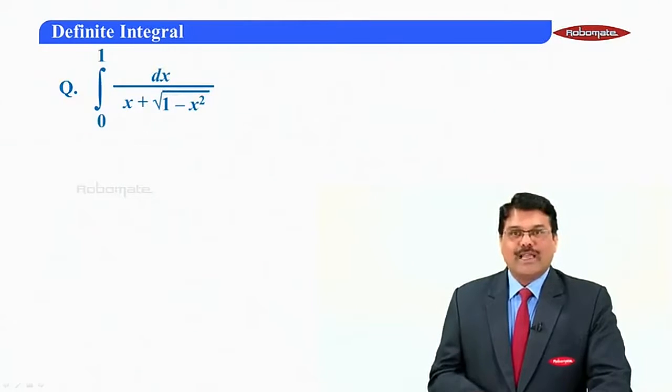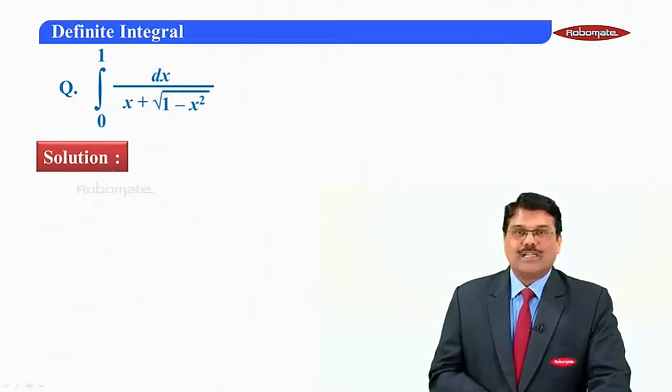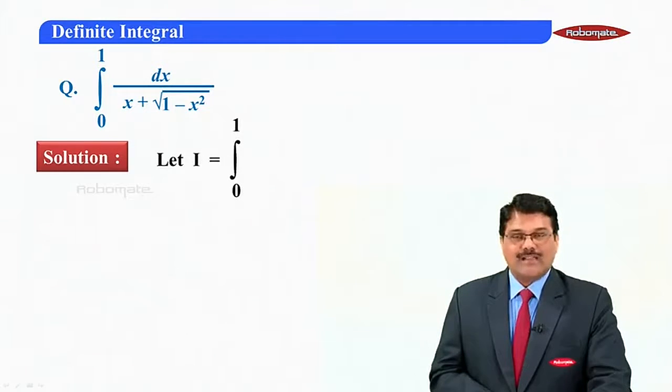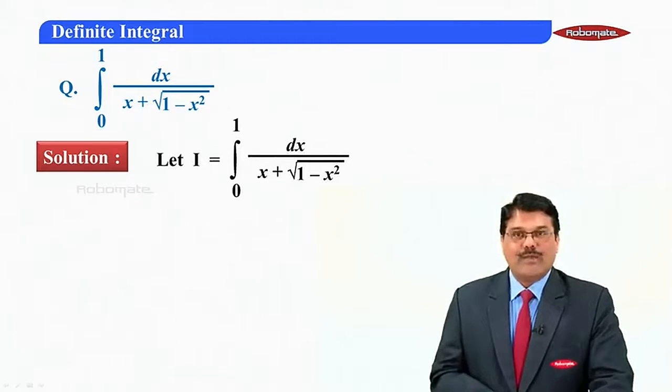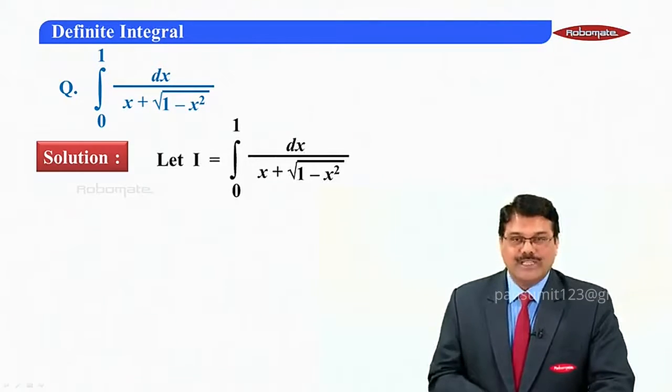Integration of 1 upon x plus root of 1 minus x square with respect to dx goes from 0 to 1. So in the solution we will consider the given integral as I, that goes from 0 to 1 upon x plus root of 1 minus x square with respect to dx.